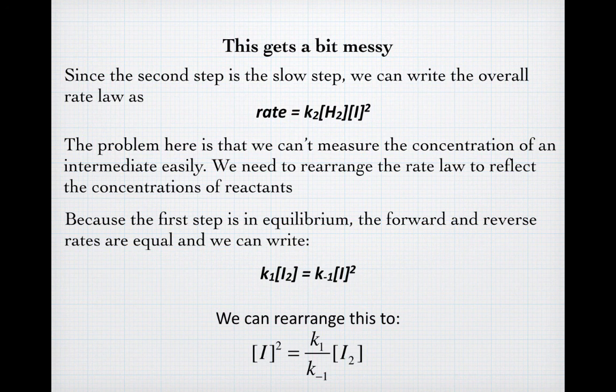We have to square that I there. So we can rearrange this to concentration of I squared is equal to K1 over K minus 1 times concentration of I2. Now we left that as I squared because in the rate law that we're trying to substitute into, we have the concentration of I squared. So here we have I squared here, and we left it that way so that we can substitute into this I squared up here.